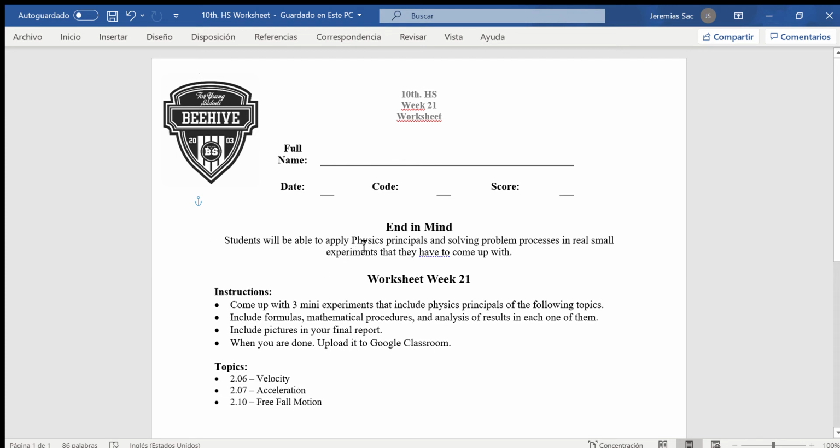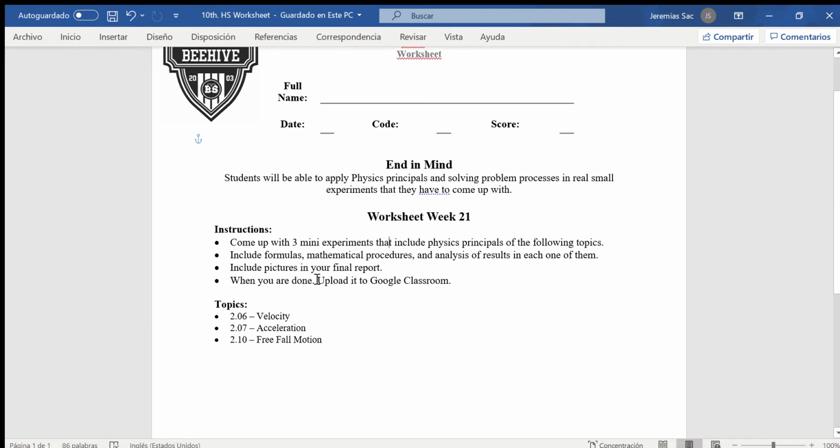What's the end in mind for today? Students will be able to apply physics principles and solving problem processes in real small experiments that they have to come up with. And here you have the worksheet for week number 21, and let's take a look at the instructions that you need to follow today.